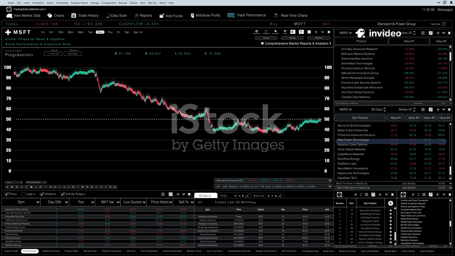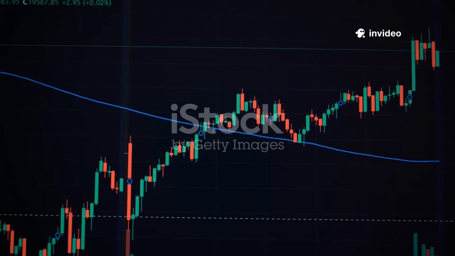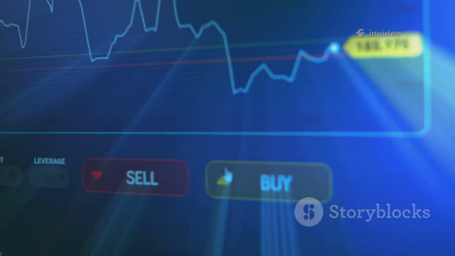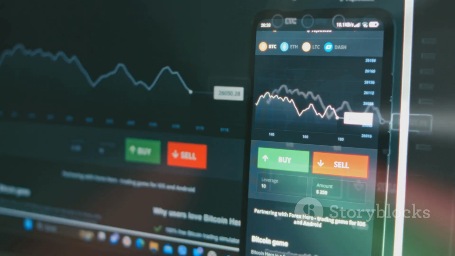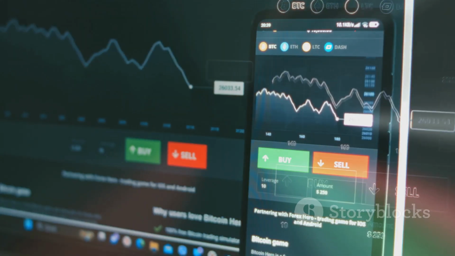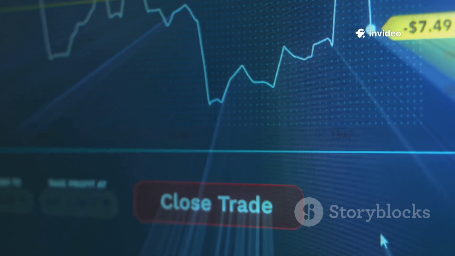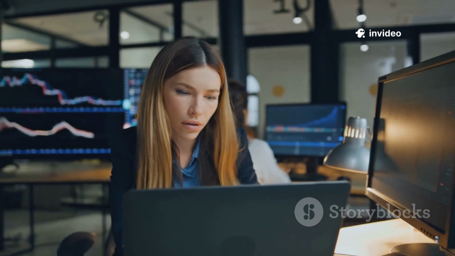The Relative Strength Index, or RSI, is everywhere. One of the first tools new traders learn. It's a momentum oscillator moving between 0 and 100, with overbought above 70 and oversold below 30. Sounds easy. Buy when oversold, sell when overbought. But if it were that simple, everyone would be rich.